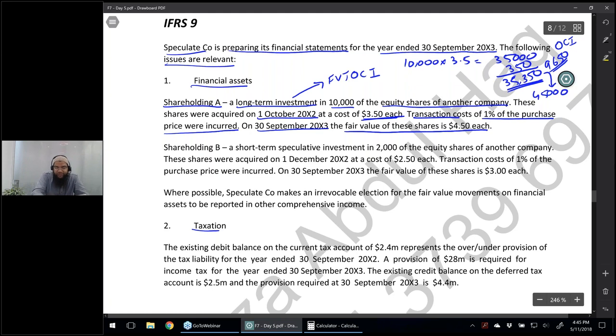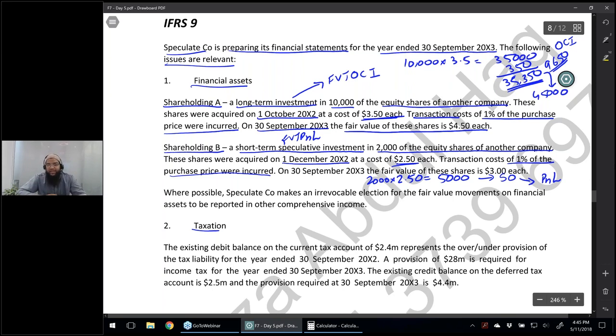Further, the question says that shareholding B is a short-term speculative investment, which means fair value through P&L. It is 2,000 equity shares of another company. These shares were acquired on 1st December 2022 at a cost of 2.5. So 2,000 into 2.5 is equal to 5,000. Transaction cost of 1% of the purchase price were incurred. Now the transaction cost is going to be 50. In fair value through P&L, we do not capitalize the transaction cost. Instead, we record it as an expense. So the financial asset will be 5,000 and the expense in P&L will be 50.